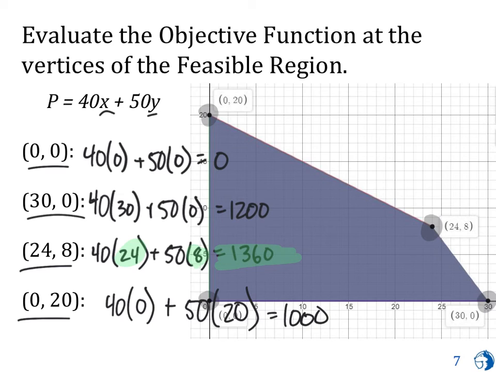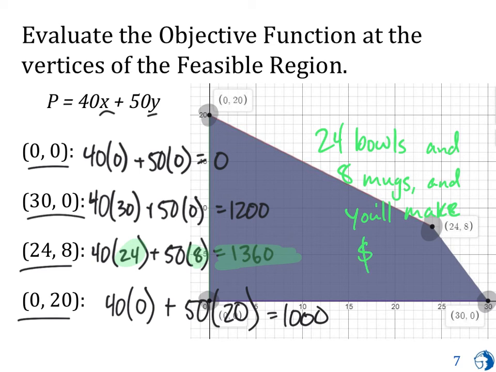And that means that x is 24, y is 8. Remember, x's were bowls, y's were mugs. So this says make 24 bowls and 8 mugs, and you'll make the maximum profit of $1,360.